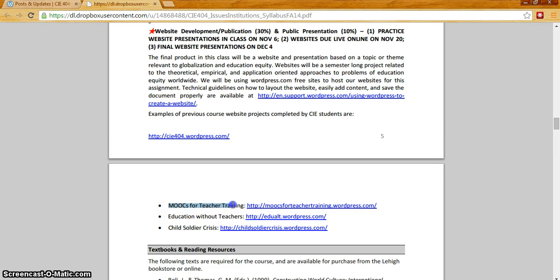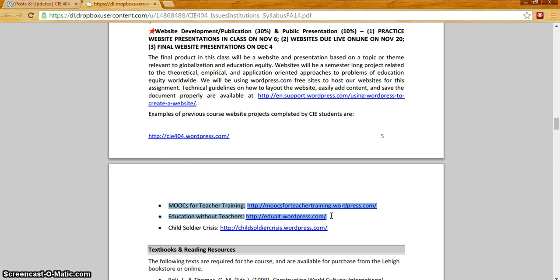But these two, the MOOCs for Teacher Training and the Education Without Teachers sites, are going to be very important for you. I think you could even use each of these as examples as you develop your own. Now, they take different approaches. One takes a very detailed approach, and the other takes a much more outline approach. Both of them have to have freestanding meaning, though.